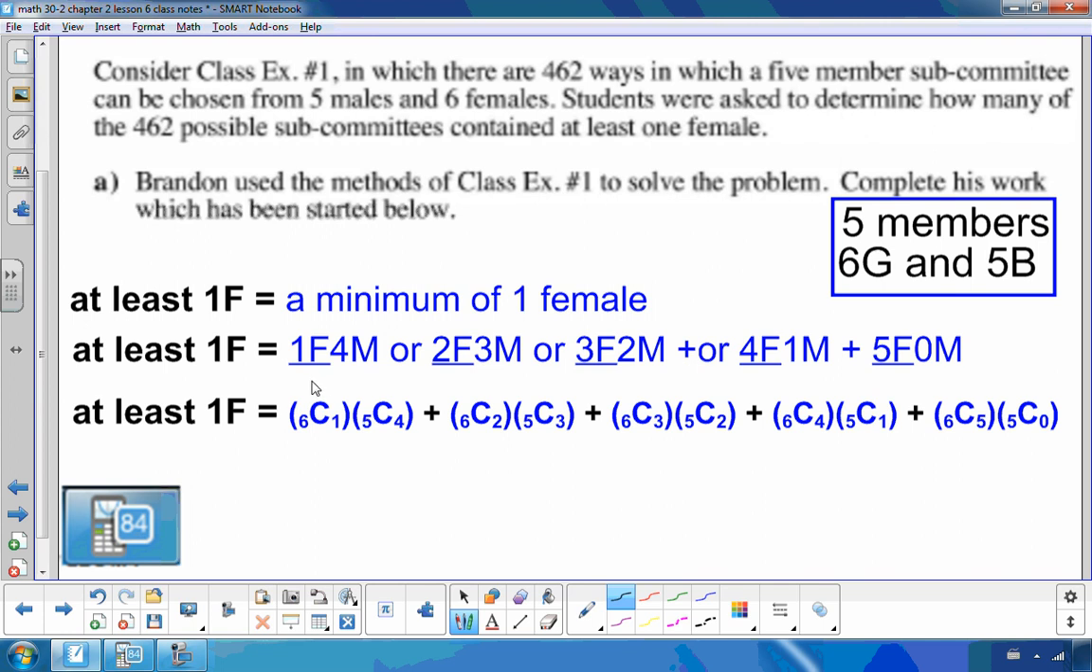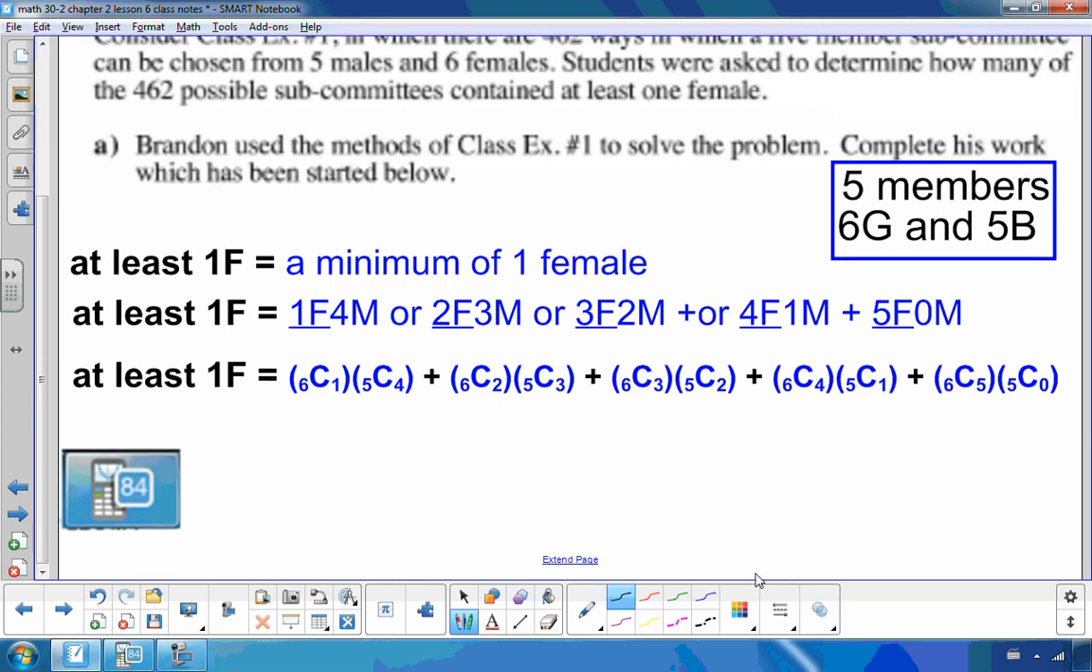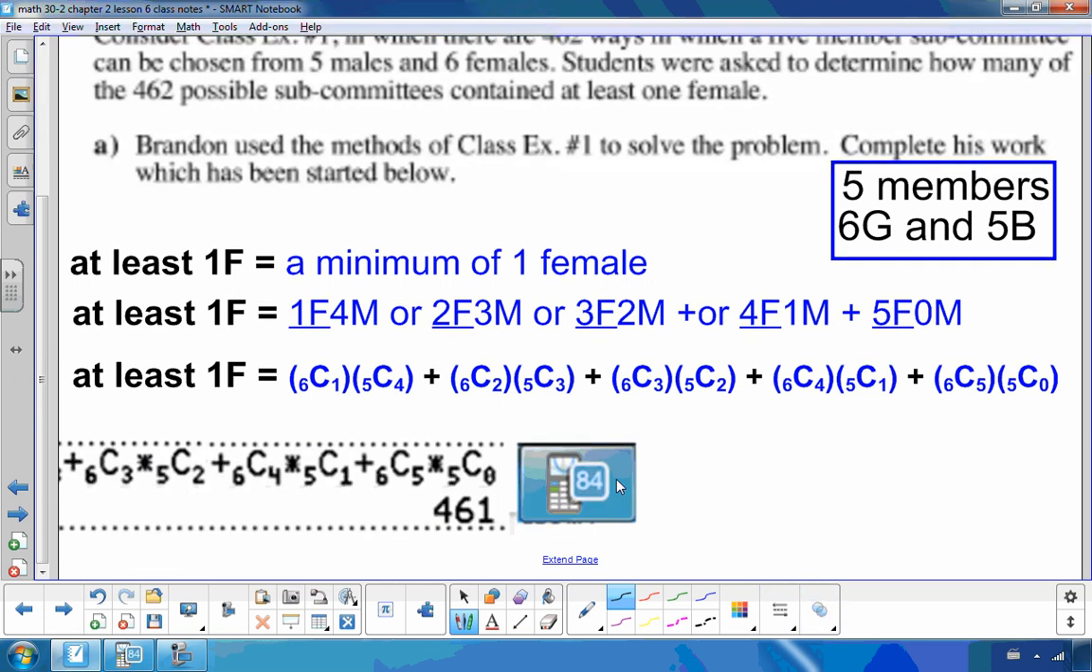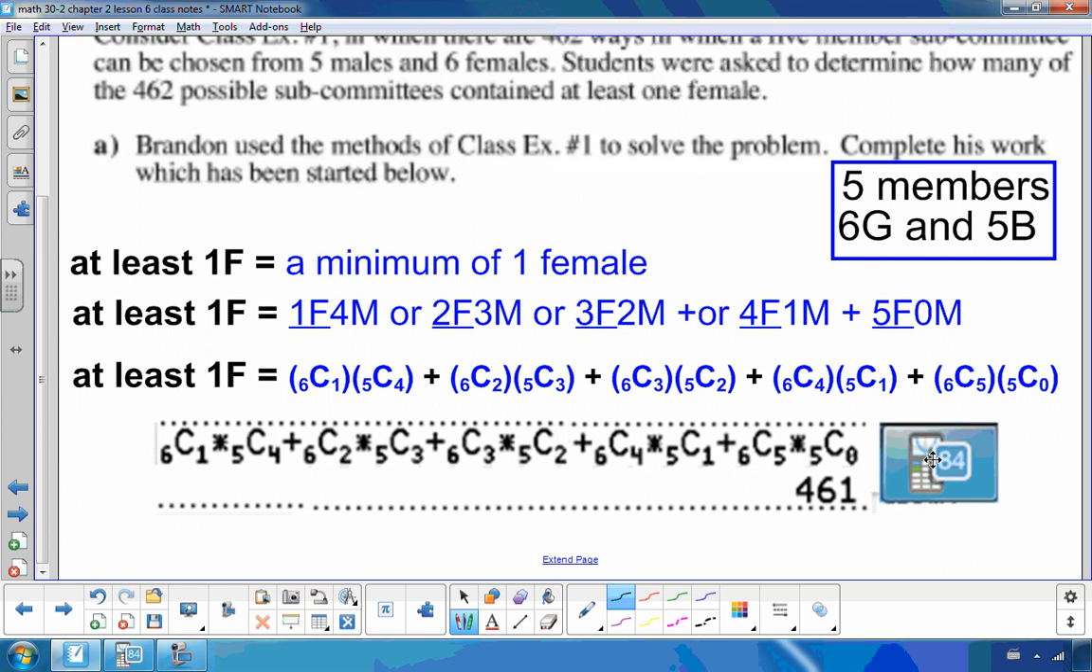Because it has to be a 5-member committee, I have to add 1 female with 4 males, 2 females with 3 males, and so on. You can see I've done all of my different combinations there, and I can plug all of that into my calculator. So there it is all together, and I can see that I do in fact get 461, so 461 5-person committees with at least 1 female.